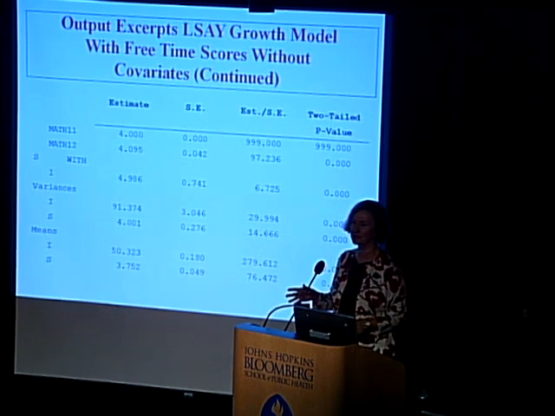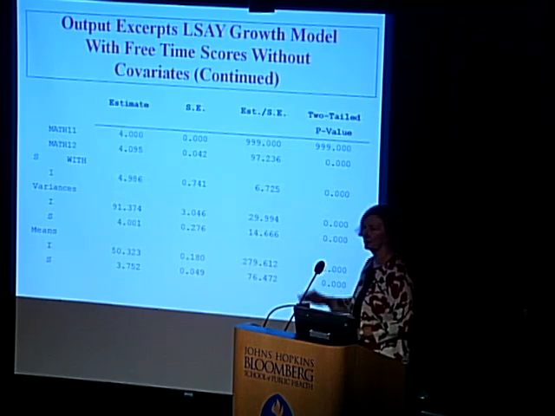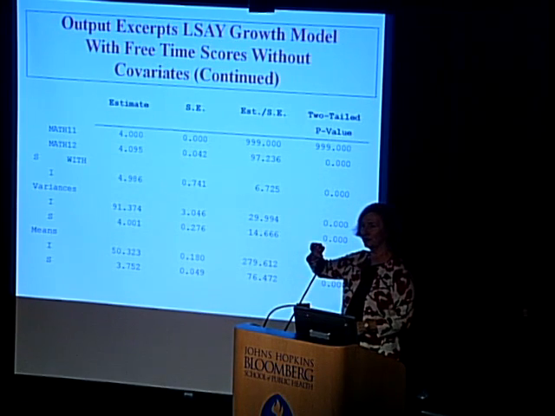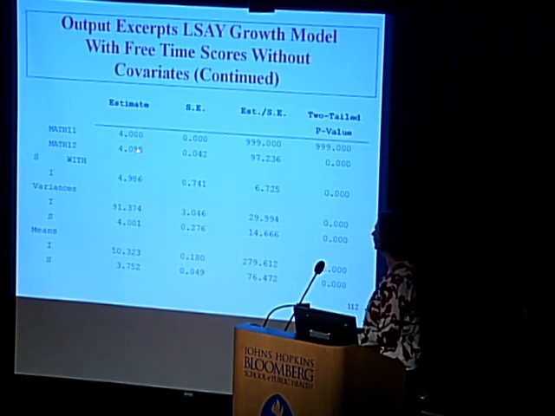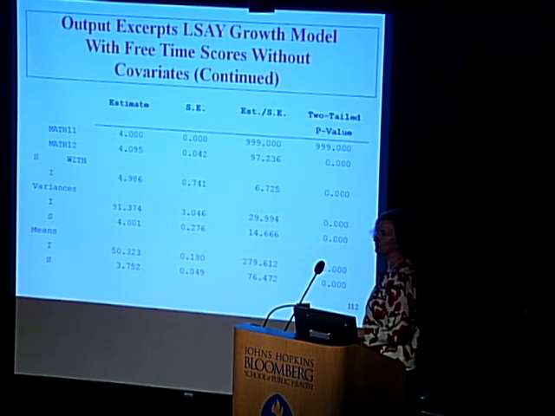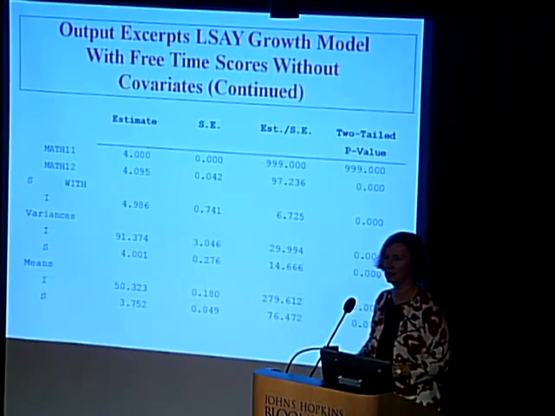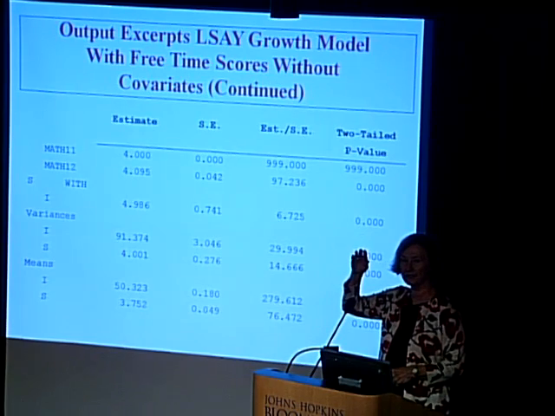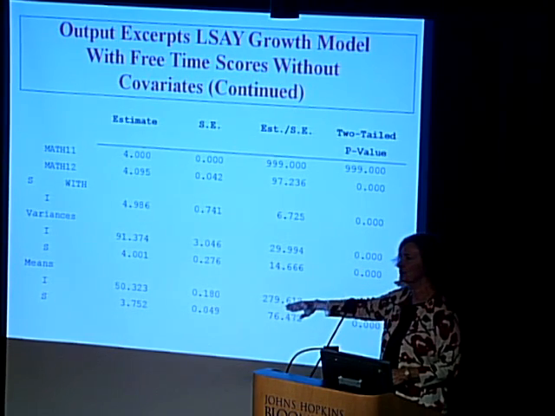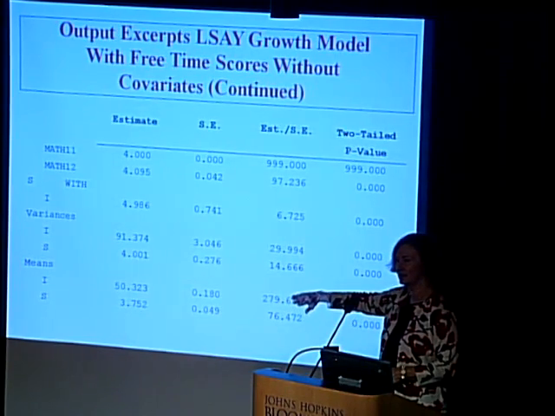But what we're really interested in is whether 4.095 is significantly different from 4. So is there a significant difference between that change from 4 to 4.095? The way we can figure this out is taking the difference between 4 and 4.095 and dividing it by the standard error, 0.042. If we do that, we'll see that the change is not significant. So basically, the estimated time score allows us to better fit the data, by capturing the fact that the math score does not change significantly between 11th and 12th grades.